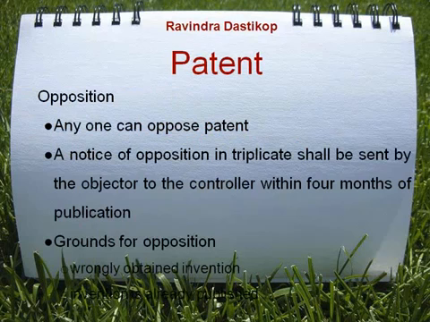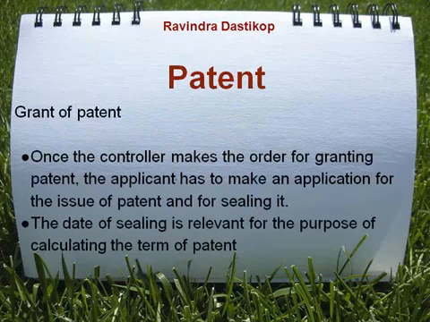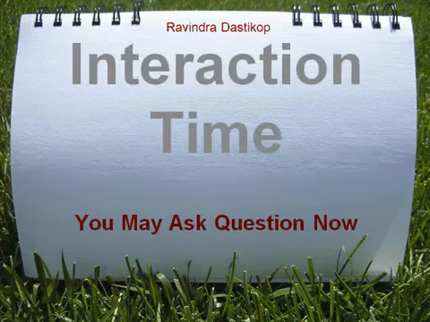Anybody who thinks that he already has a patent for which a new patent has been issued can go to the office and oppose that one. That's called opposition. Once the controller makes the order of granting the patent, the applicant has to make an application for the issue of the patent and sealing it. Once all this procedure is over, then you can go with your patenting process.